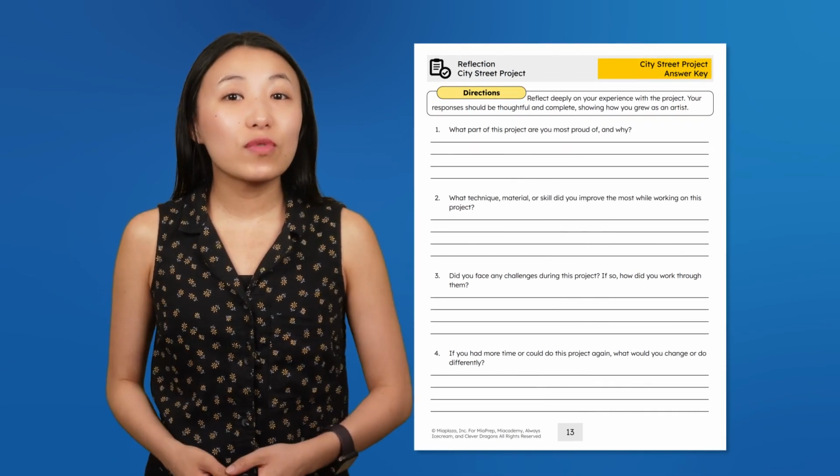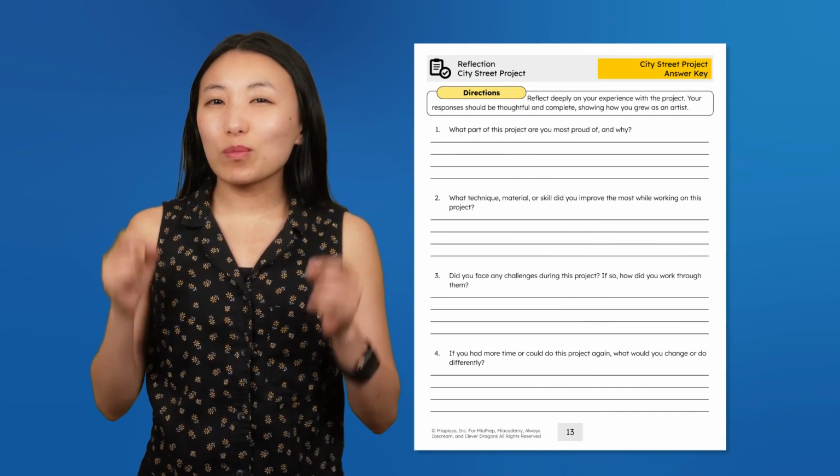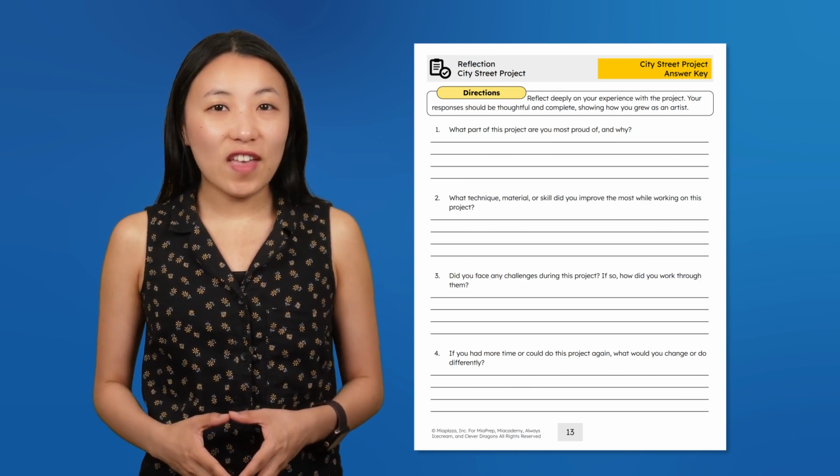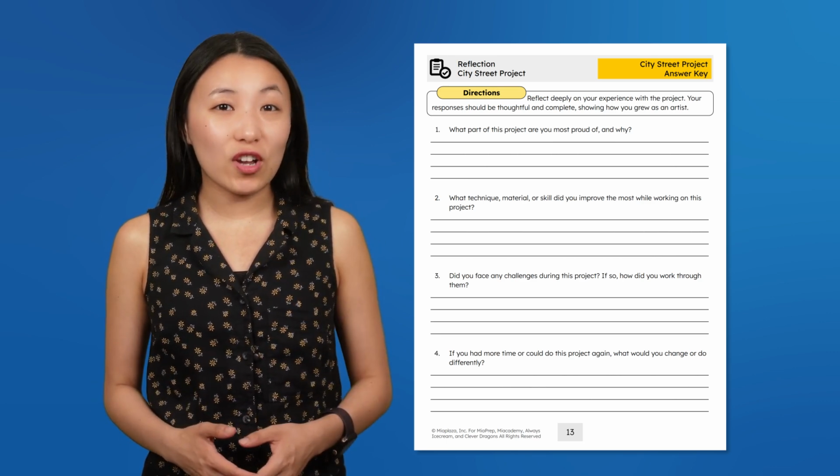You'll also complete a written reflection. Think about what you're most proud of, how you grew as an artist, what challenged you, and the artistic decisions you made throughout the project.